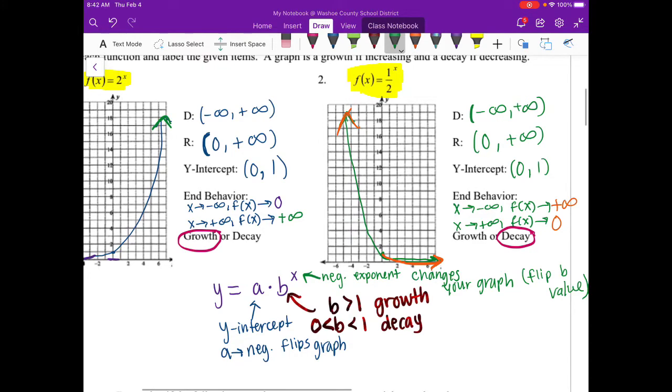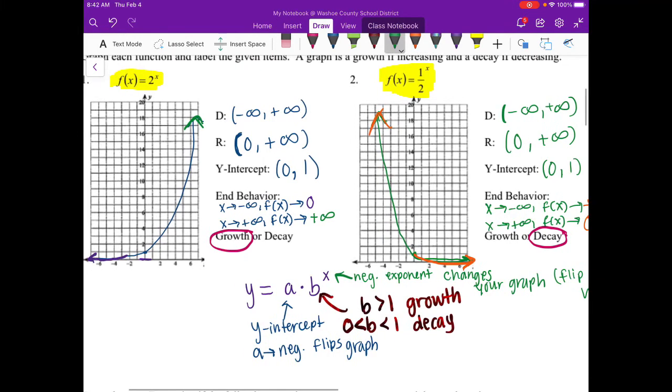So looking at the two graphs that we just worked with, the A value is invisible in this case. Technically, there is an A value of 1 in front of it because 1 times 1/2 is the same thing. That's how I get my y-intercept. Same thing over here. This is technically 1 times 2. And again, that's why the y-intercept is 1.